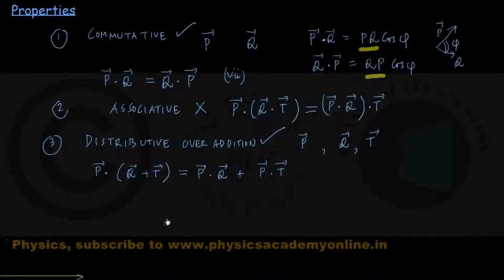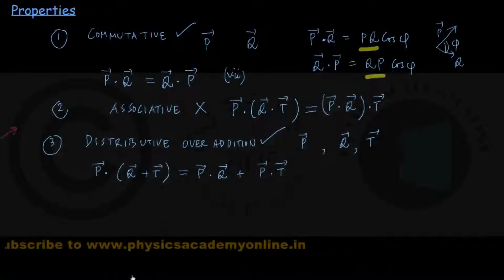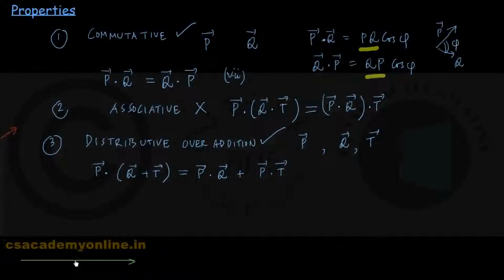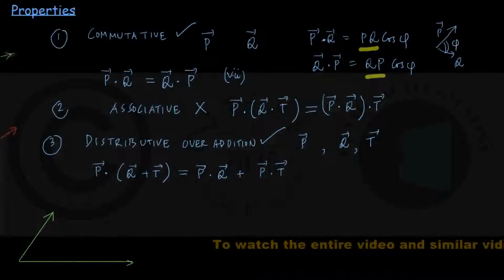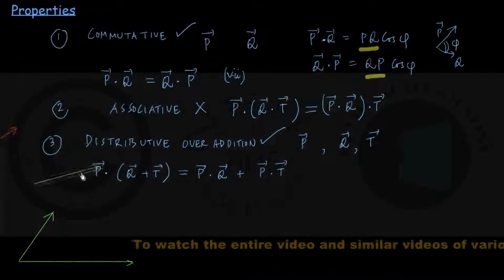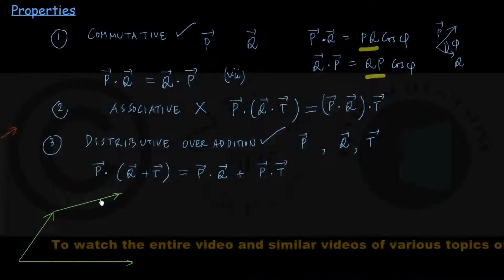We shall see this with a figure and understand it. See, I have this figure in my mind. This is a vector. Let it be vector P, and then I have Q and T. I just join P and Q at the tail, and then one more vector, that is T here, starting from the tip of Q.